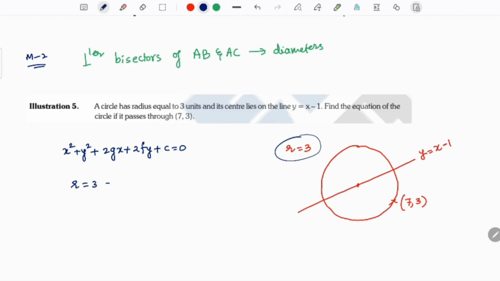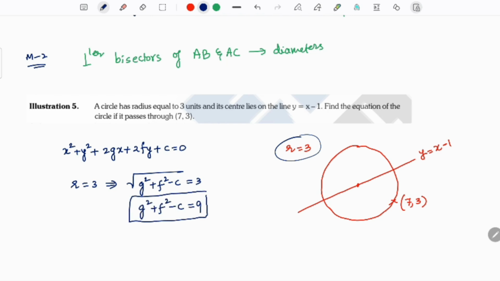Now what information can we write from here? Radius is equal to 3 implies root of g square plus f square minus c is equal to 3. That means g square plus f square minus c is equal to 9. That is the first information. Second information: the circle center would be (minus g, minus f), that satisfies the equation y is equal to x minus 1. So the y coordinate, minus f, is equal to the x coordinate, minus g, minus 1. Multiply by minus on both sides, we get f is equal to g plus 1. That is another piece of information.